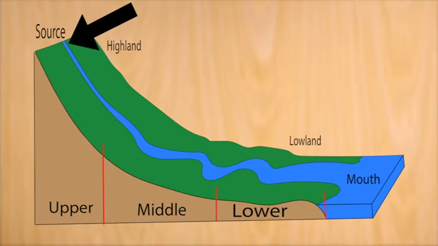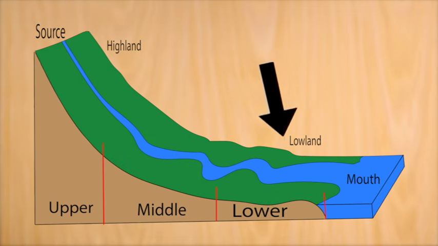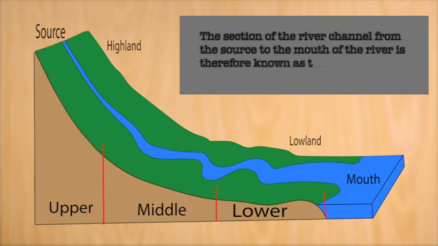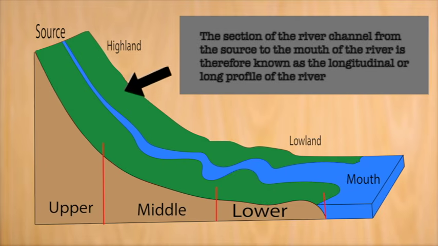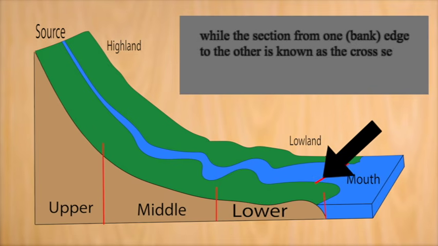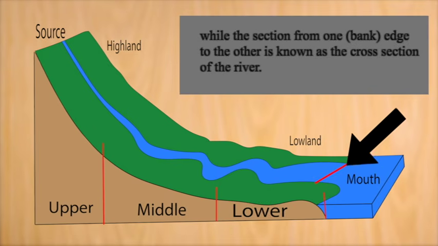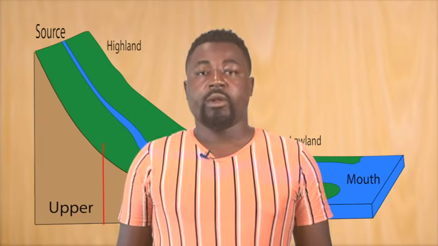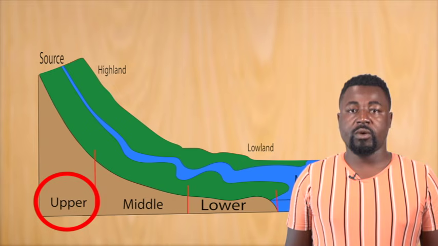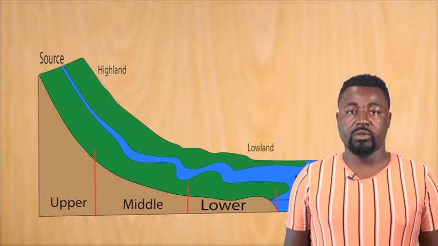Higher lying mountainous areas are known as the source, while where the river is flowing to is known as the mouth. The section of the river channel from the source to the mouth is therefore known as the longitudinal or long profile of the river, while the section from one bank or edge to the other bank is known as the cross section of the river. The longitudinal profile of the river has three stages, namely the upper course, middle course, and lower course.